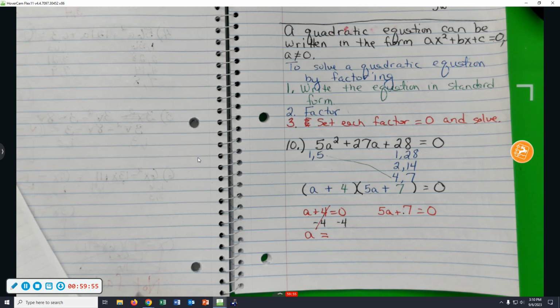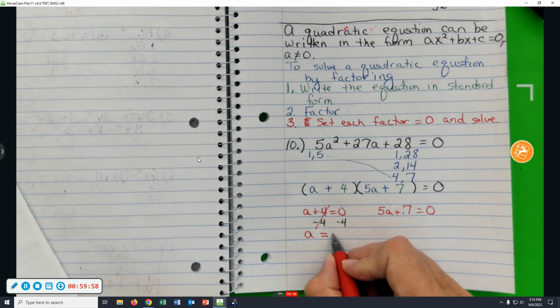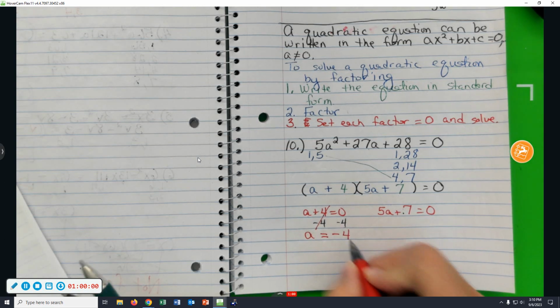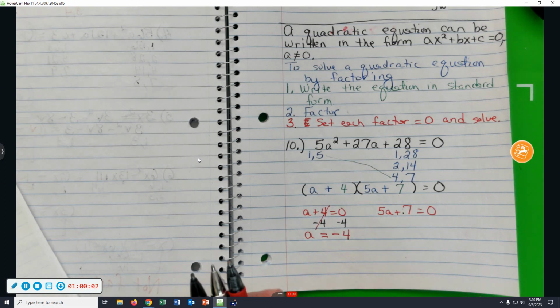What have we got on the right-hand side? 0 minus 4 is negative 4. So there's our first answer. By first, I just mean it's the first one we found. There's not any real order here. You don't have to do one number before the other.